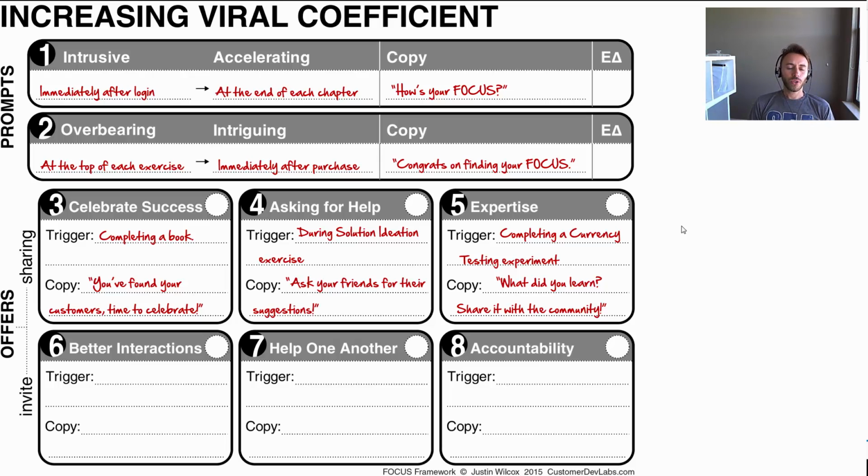Another opportunity to trigger someone to share in a mutually beneficial way is in a way that's going to create better interactions. A lot of virality comes from having a better interaction with someone else. So you see this all the time in social networks. This is why social networks are naturally viral when they are successful. It's because people want to have a better interaction. They want to either share photos in a better way, or talk to each other easier, or talk to each other for less money, all that kind of stuff.